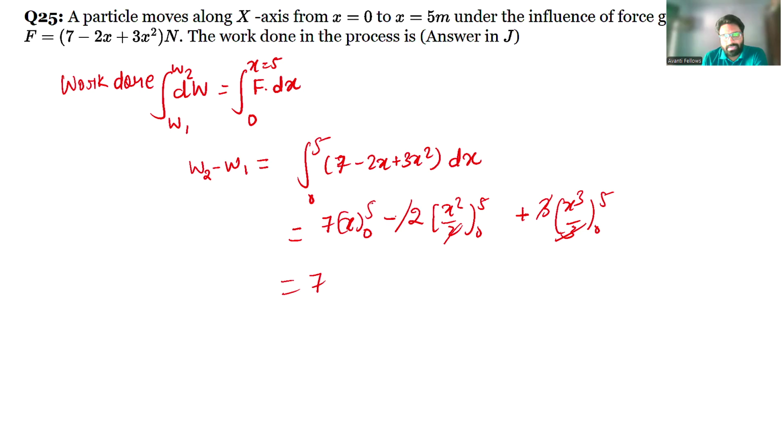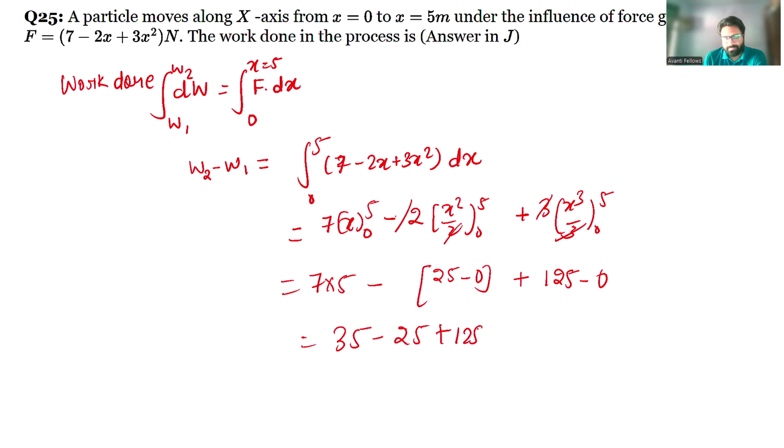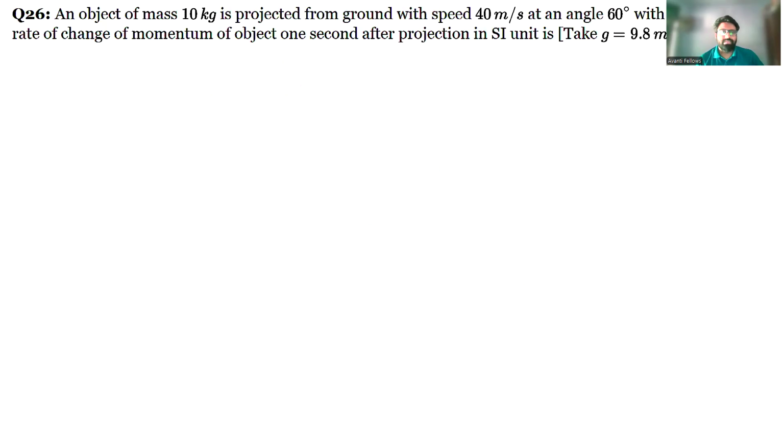For the limit 0 to 5, 7 into 5 minus 2 into 25 minus 0 plus, no, this 2 also cancels out, only 25 minus 0. And this is 125 minus 0. Here it is 35 minus 25 plus 125. 35 minus 25 is 10. 10 plus 125 is 135. So this is the answer. Now move to the next one.